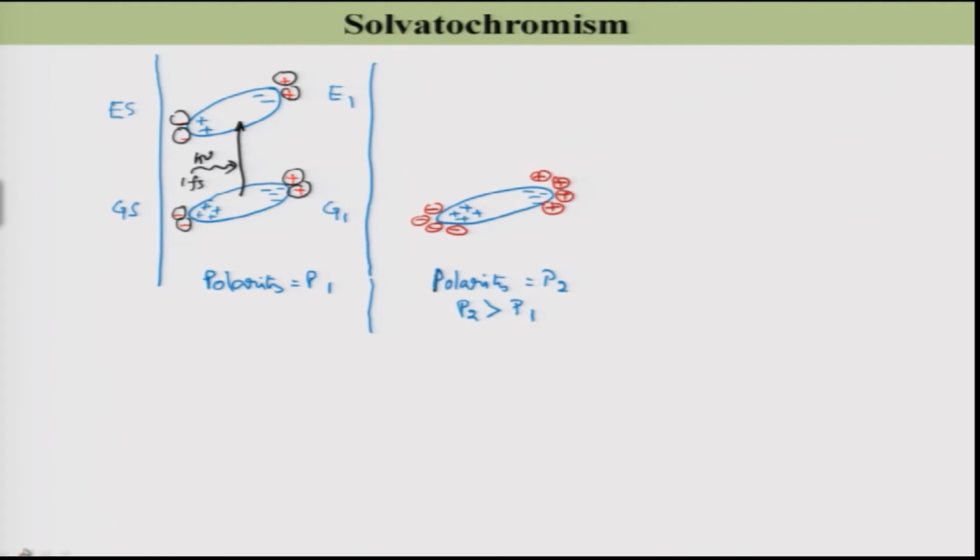Now, I am going to excite it. The excitation is very fast, so the solvent molecules will not get time to reorient. But the dipole moment will change, right, this is electronic rearrangement, plus plus minus minus, and all the solvents will be in a similar fashion, right.